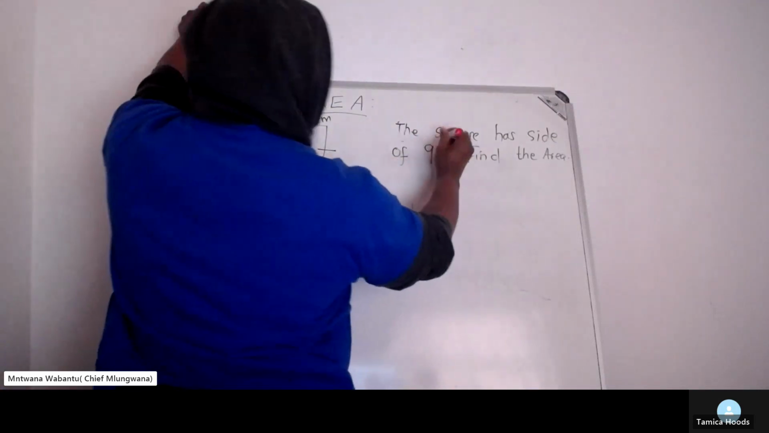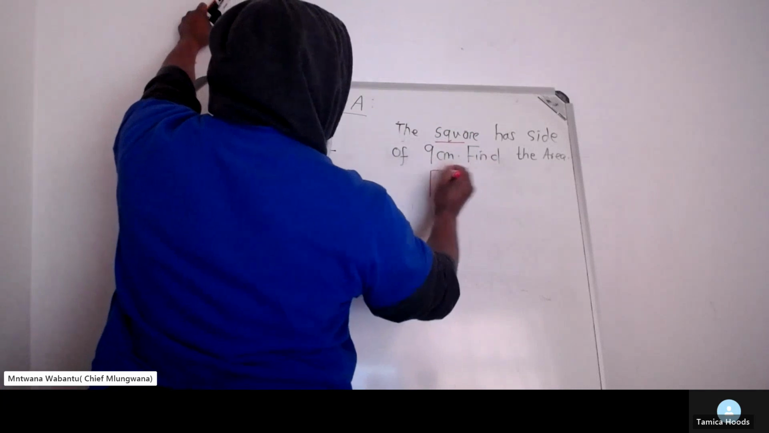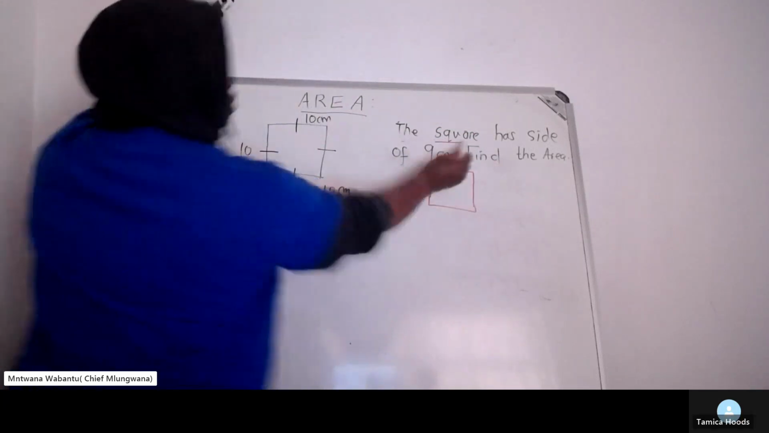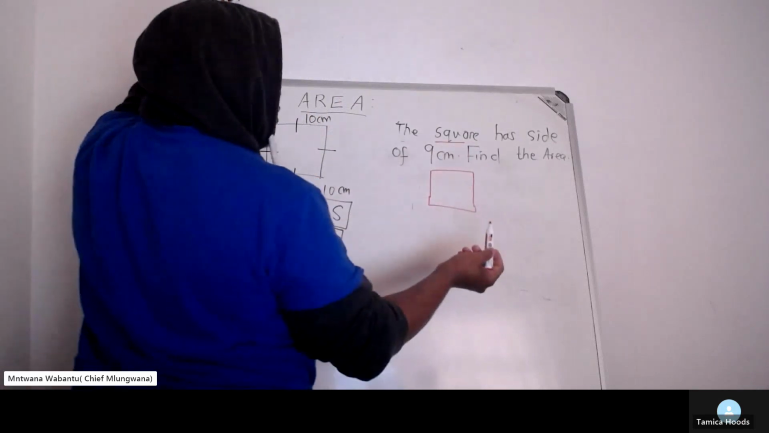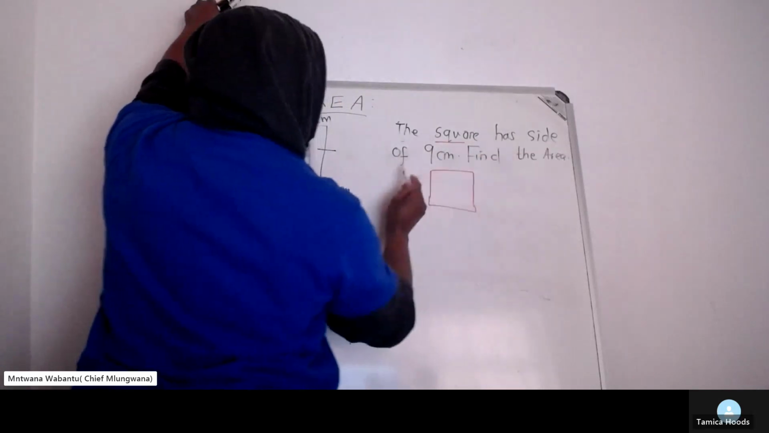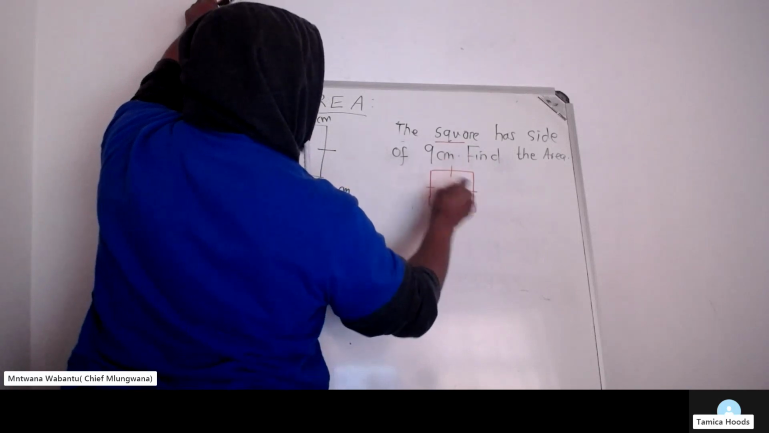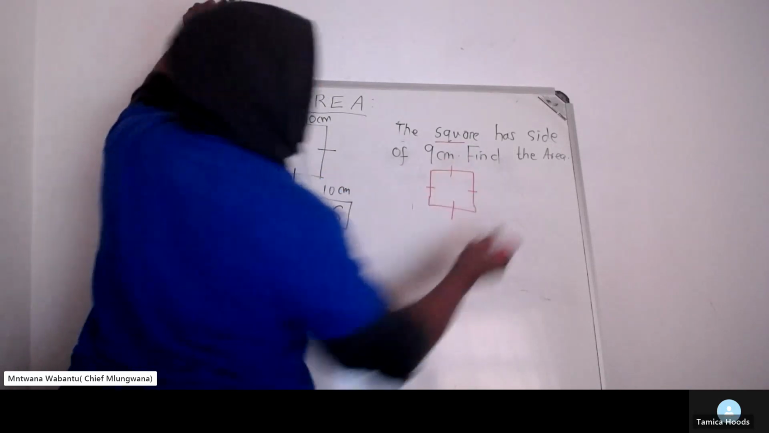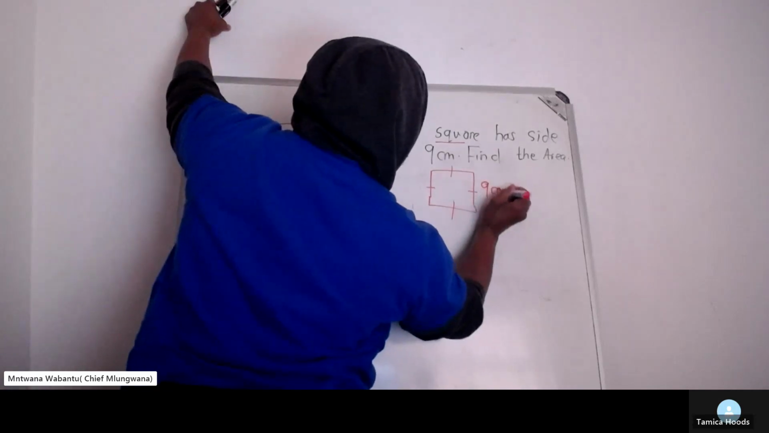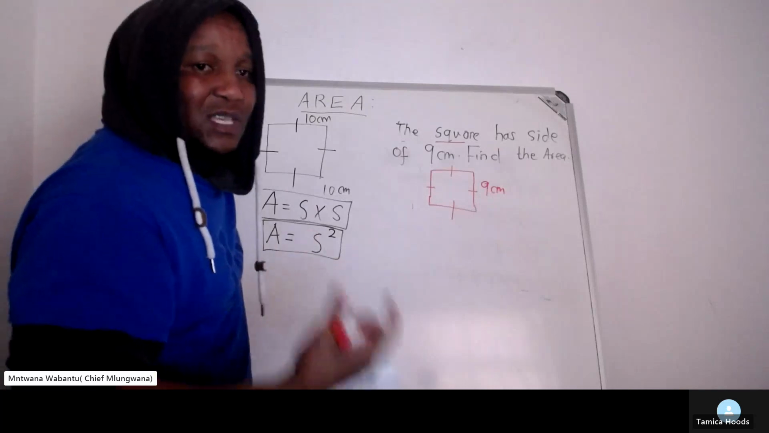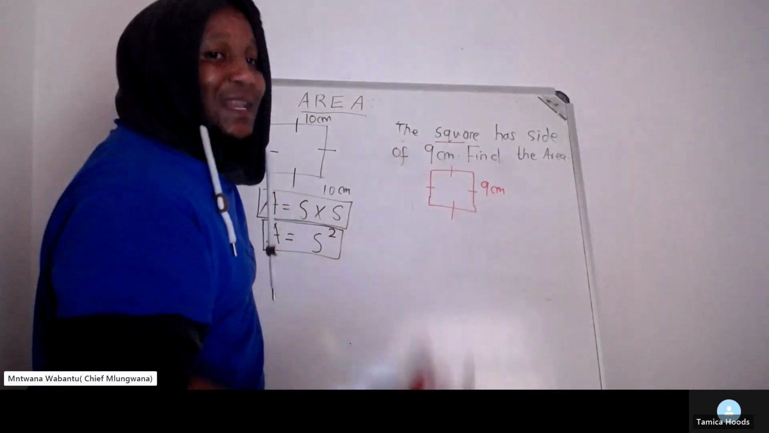So if I can draw, this time it is something like this. Since they say the square, it means all the sides are equal, and it has a side of 9 centimeters. Means this is going to be what? The same thing, because it is a square. Square means all the sides are the same. Then this will be 9 centimeter, even here 9 centimeter, 9 centimeter, 9 centimeter. Why? Because this is a square. A square has all the sides equal.